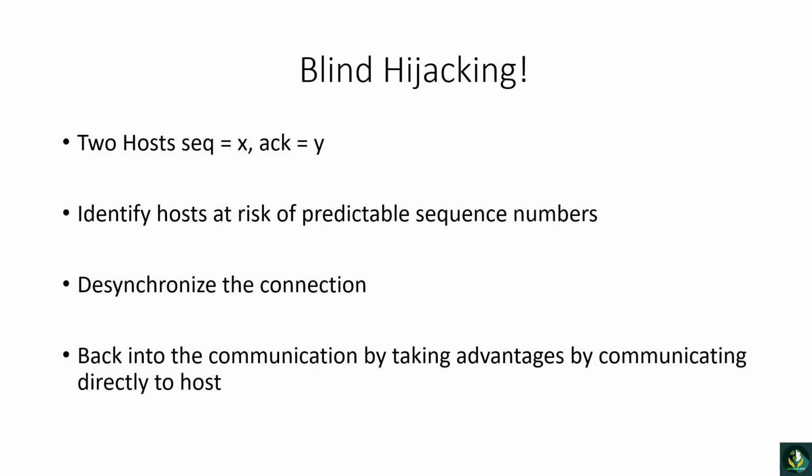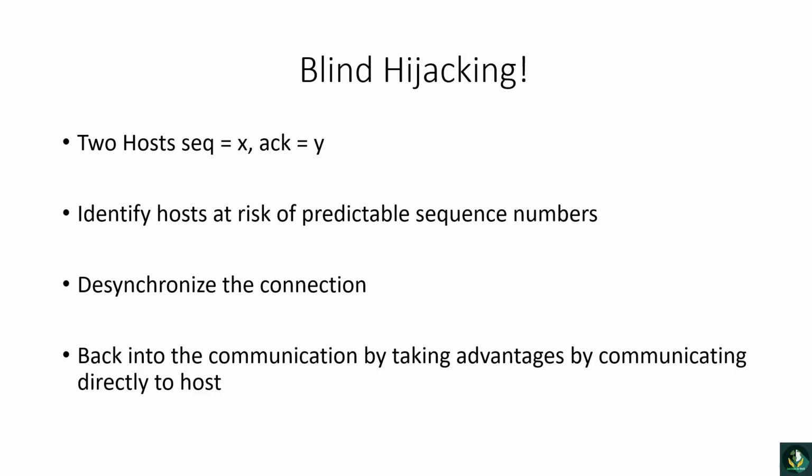So let's walk through the process. Here are two hosts, and there is communication between them backwards and forwards with sequence and acknowledgement numbers. Now let's talk about the attacker, who is looking for those hosts at risk of predictable sequence numbers. Once identified, the attacker wants to desynchronize the connection between the machines.